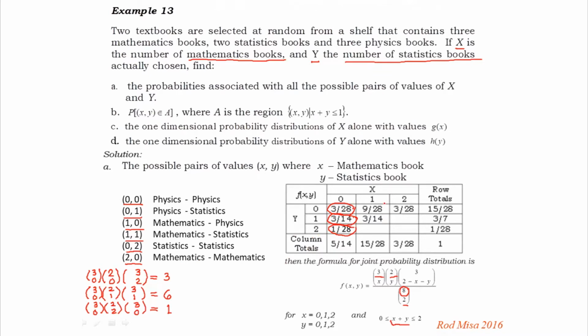But when your x is 1 and your y is 0, we have to choose one mathematics book from 3 math books here. And your y is 0, so no statistics book, but you get the other book from the physics books. So if you multiply 3 taken 1, which is 3, and 2 taken 0, which is 1, times 3 taken 1, which is 3, the product must be 9. So therefore, the probability value when x is 1 and y is 0 is 9 over 28.